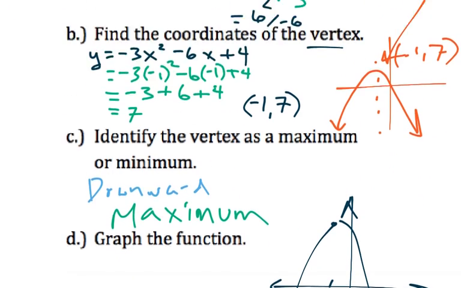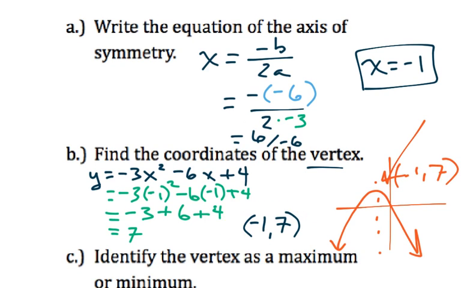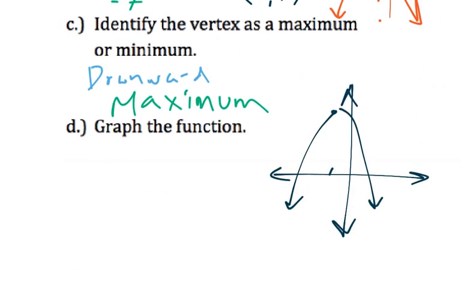Yeah, it looks like it. Is the vertex accurate enough? Yeah. Am I told to do anything with this graph? No. So I think that's fine. And maybe I just label that as -1, 7.